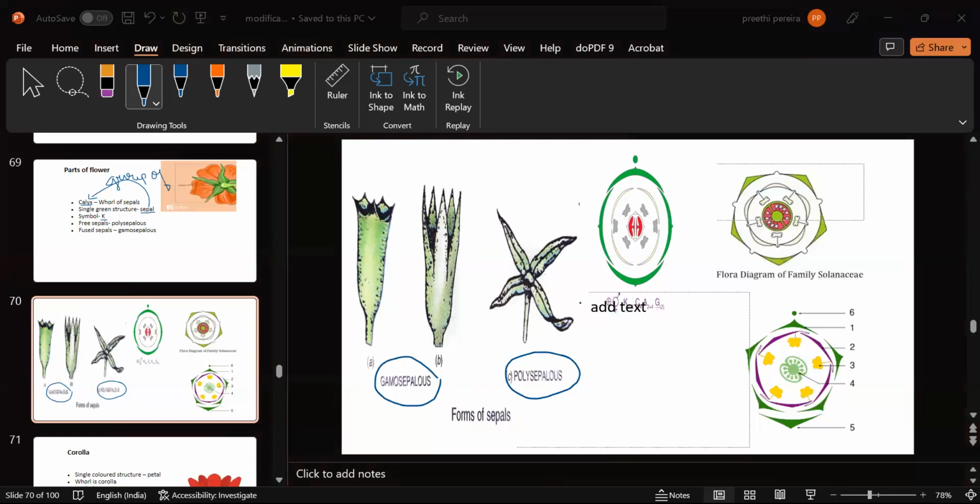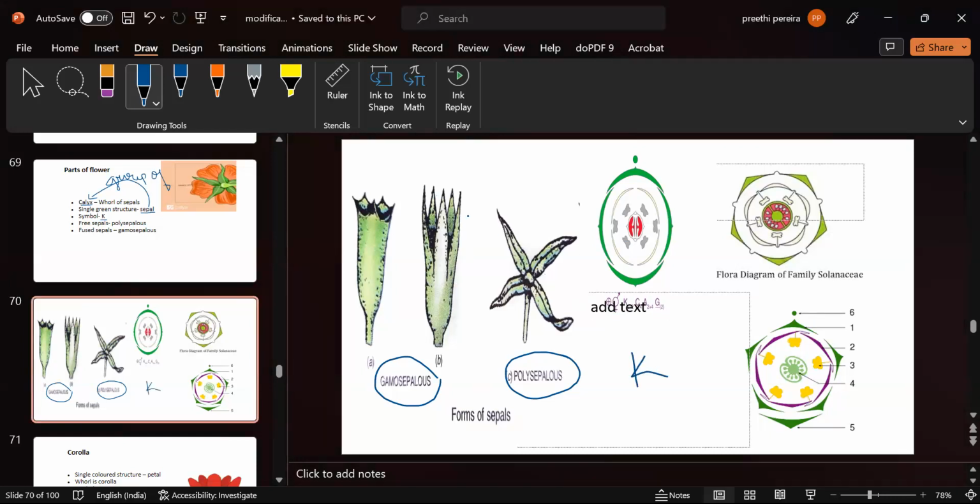Now, how am I going to represent the calyx in the floral formula? Now, I will write K. If I'm talking about this flower, how many sepals are there? 1, 2, 3, 4. And they are free. They are not attached. So, I will write K, 4. This means there are 4 sepals.